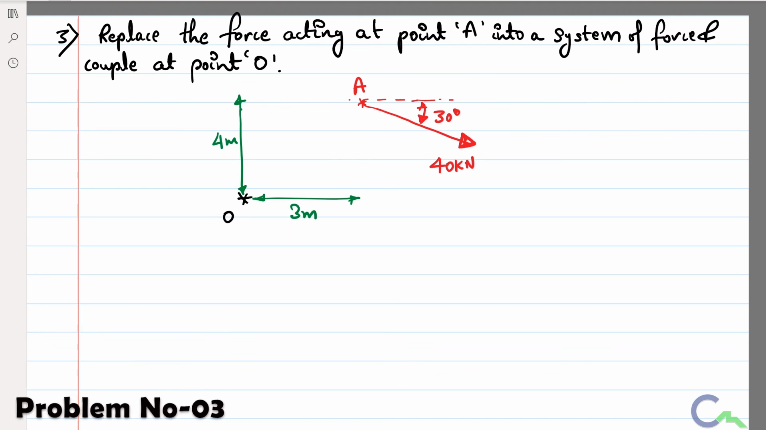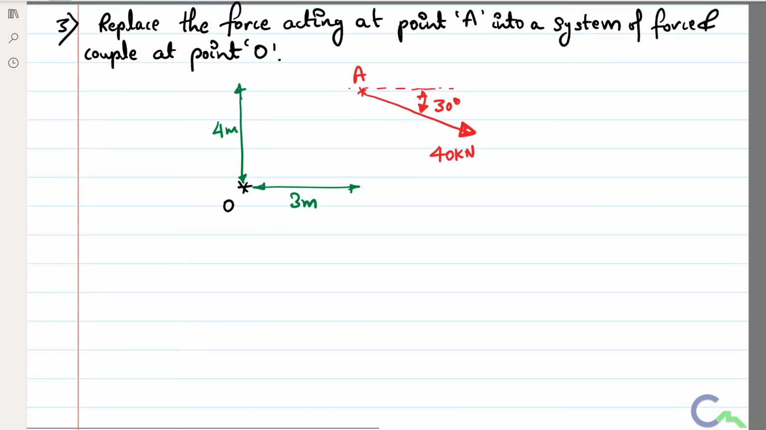Here we have our third problem. The question is like this: replace the force acting at point A by a system of force and couple at point O. In the previous two problems we discussed that if I am shifting any force to a new position, I have to calculate the moment of all the forces about that point. So I will do that now. I have to shift that force to the new point, that is O, 40 kilonewton and 30 degrees. The only thing I have to calculate is MO.